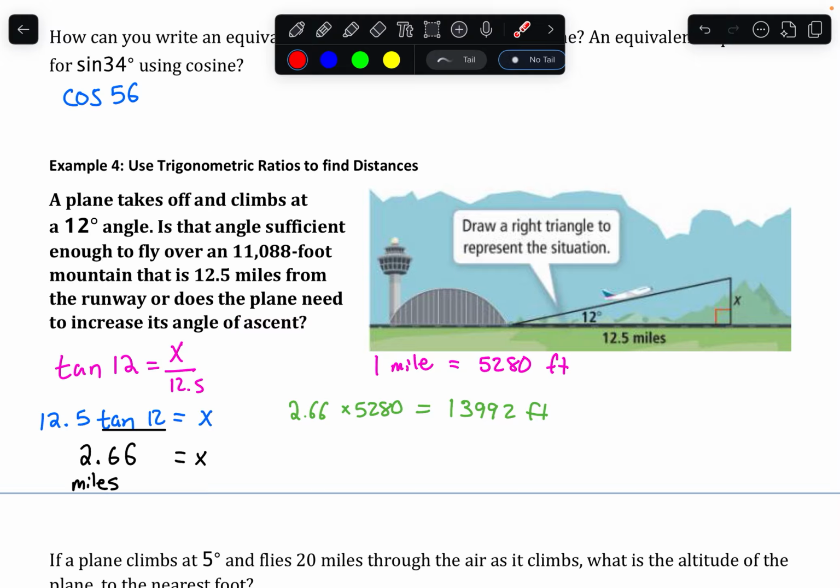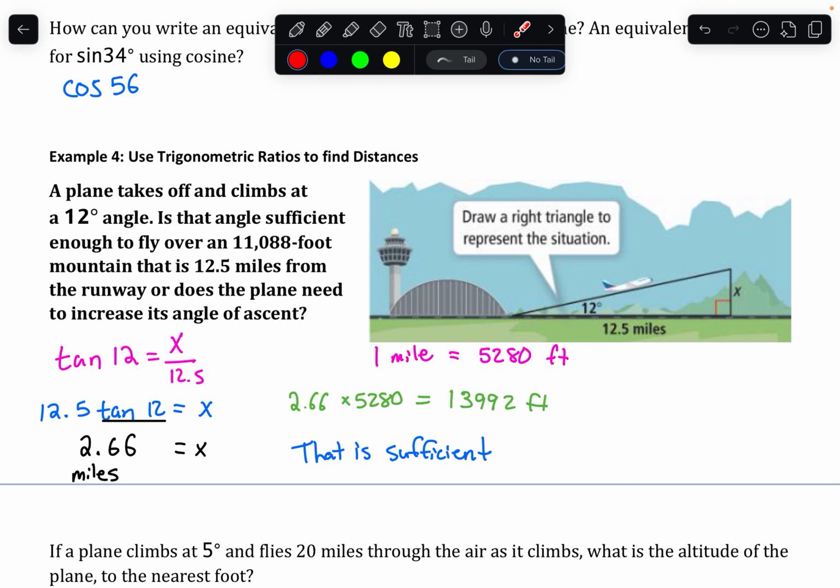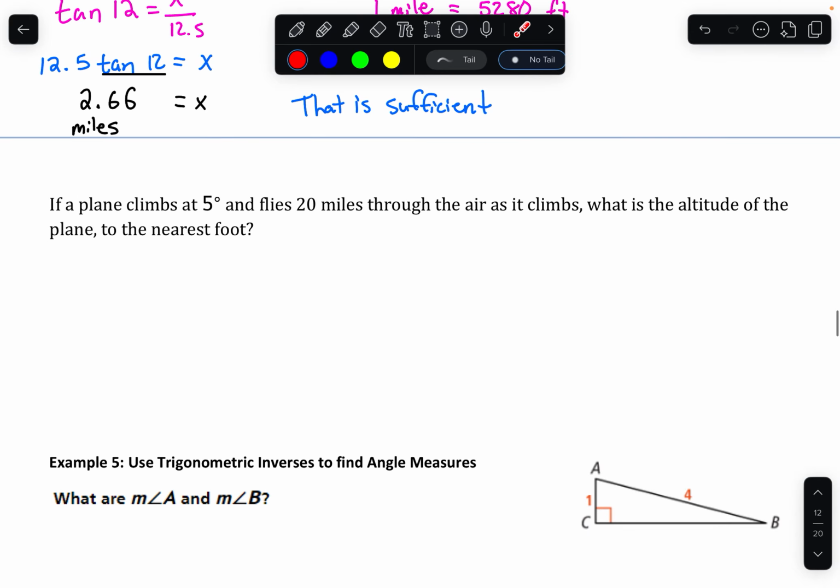It doesn't need to increase its angle because this angle is perfectly fine to get it over the mountain. So we can just say that that is sufficient. That angle will work. It'll get us over the top. And again, notice what we just did. We only knew one side of our right triangle, and we were able to find the other side. We didn't need two sides anymore. We've done twice the work with half the amount of given information. Let's keep going. Let's do some more examples.